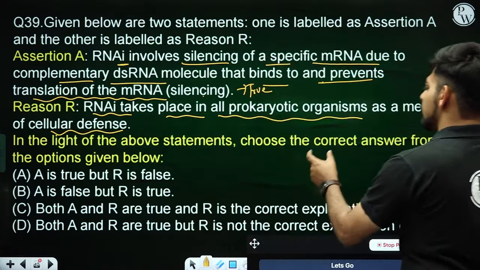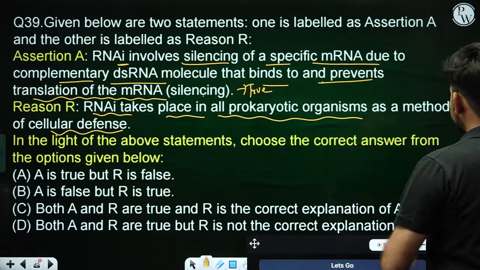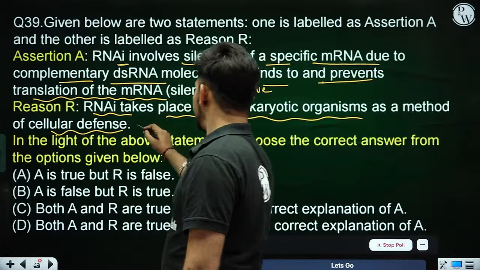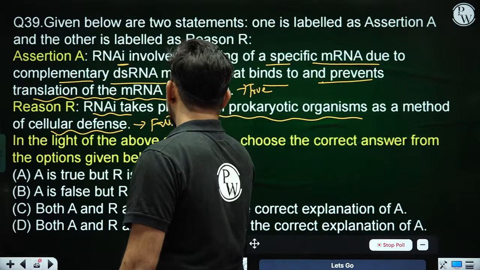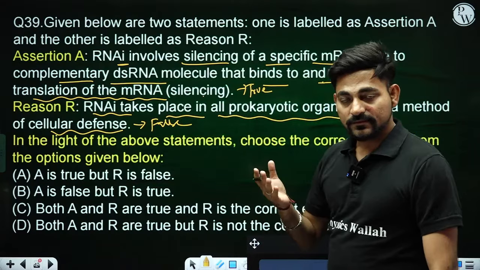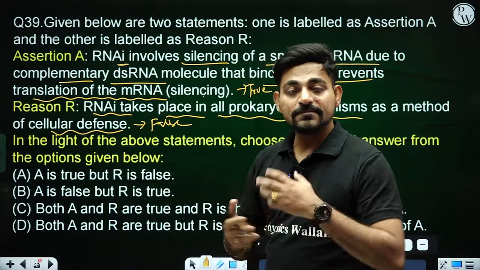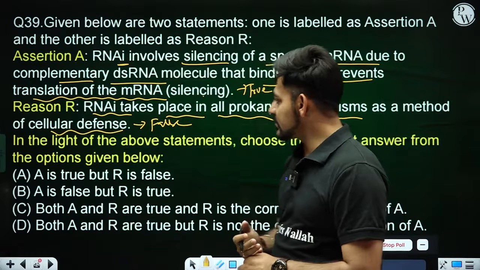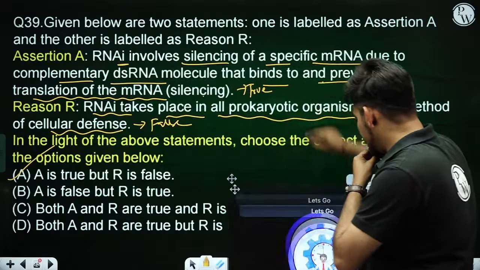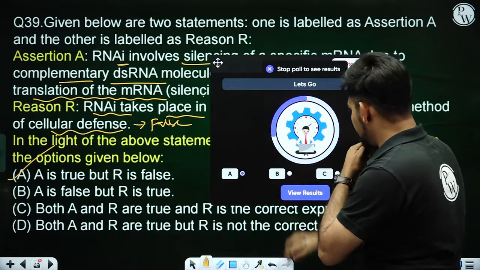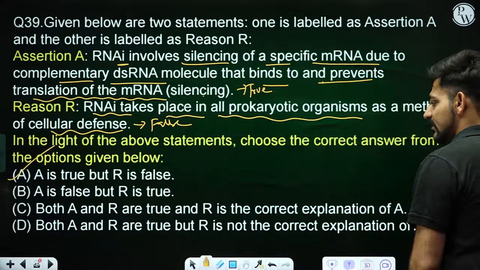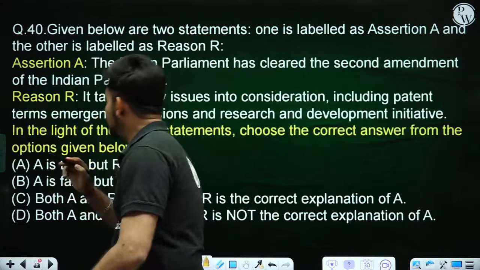RNAi takes place in all prokaryotic organisms as a method of cellular defense. The reason is false. RNAi is a method that is adapted by eukaryotic organisms. So the assertion is true, but the reason is false. Option A, yes. So all of you have given the right answer for this particular question.